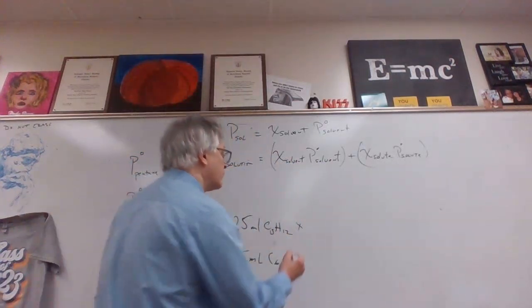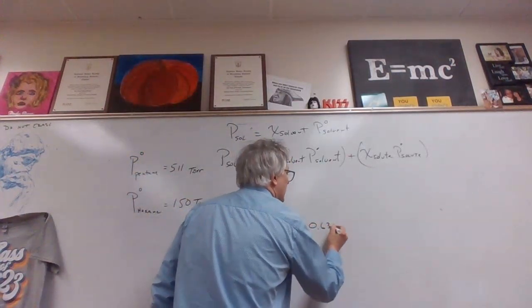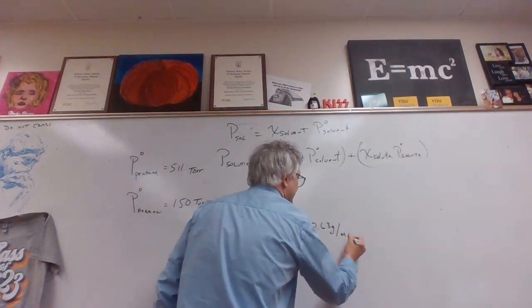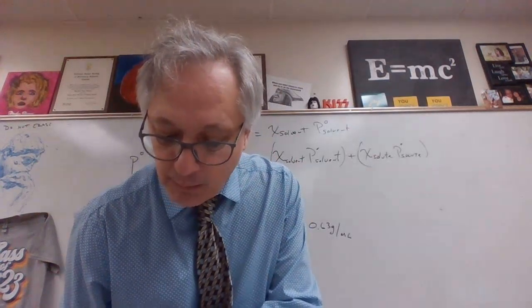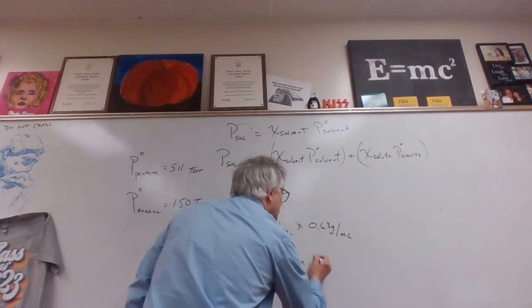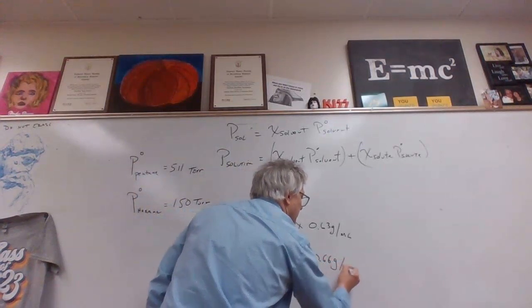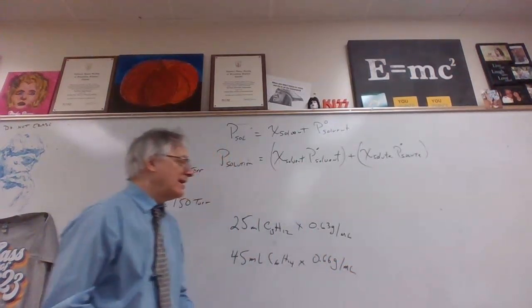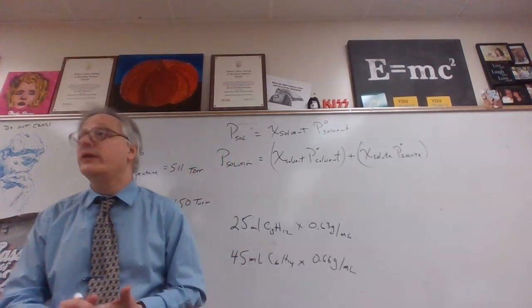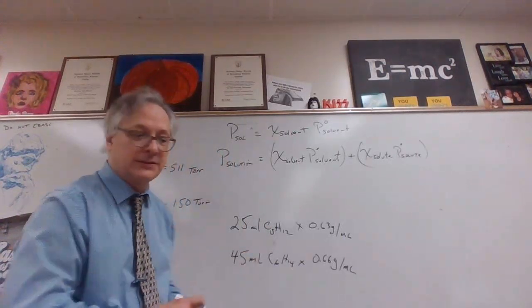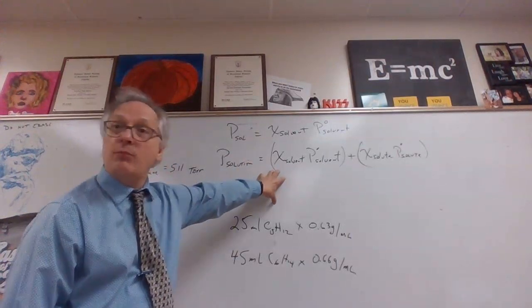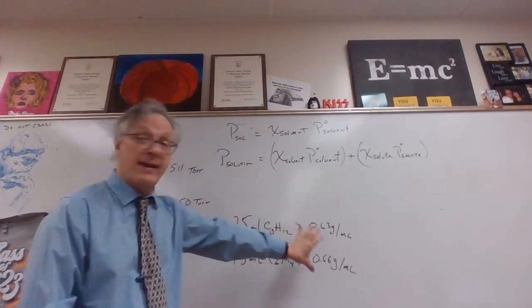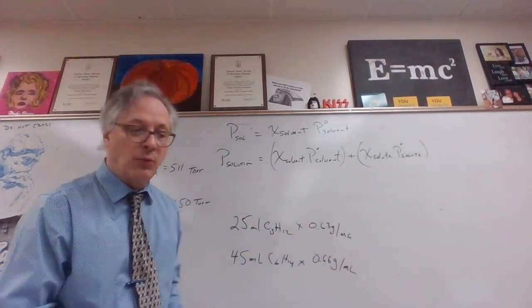We're told how many grams per milliliter. For pentane, it's 0.63 grams per milliliter. And for hexane, it's 0.66 grams per milliliter. And of course, if ever you had water, water is always going to be 1 gram per milliliter for our purposes. So before we can get mole fractions, we have to get grams of these things, and then we have to get moles of these things.